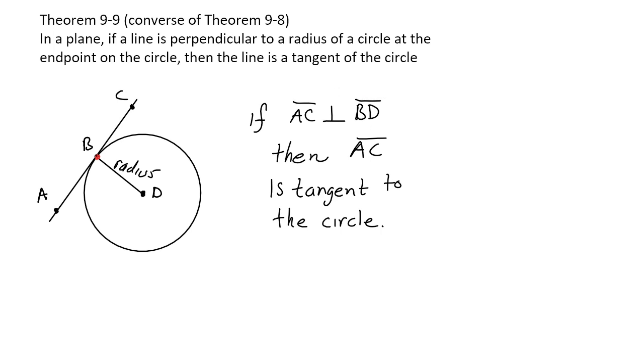Okay, so we're going to have to show that we have a radius, and that radius needs to be perpendicular to some line, some segment at the point on the circumference. Once we show that, we get to call AC a tangent.